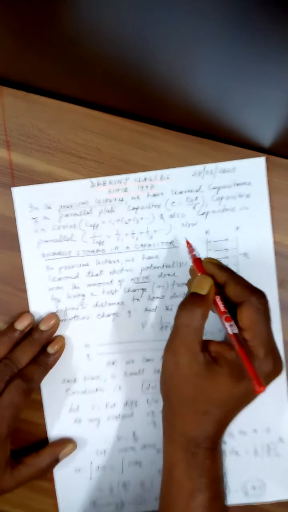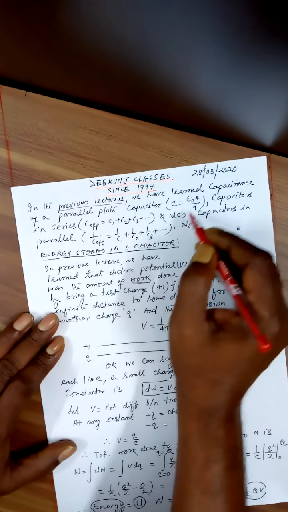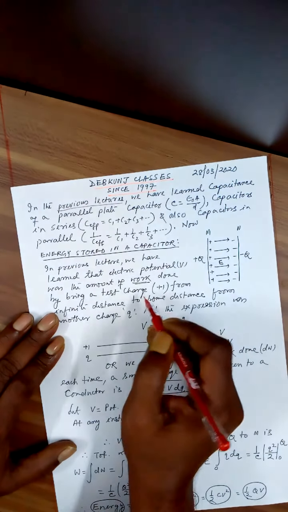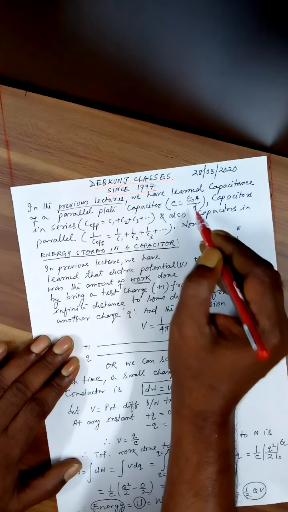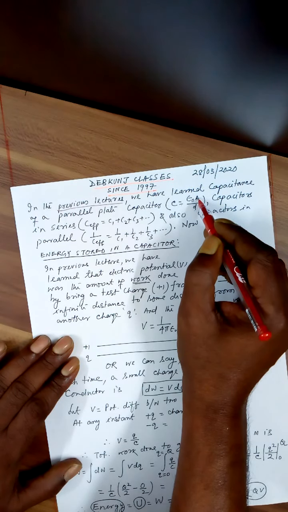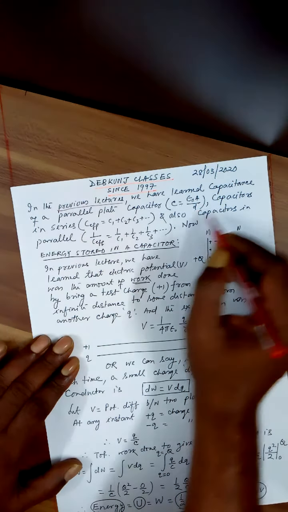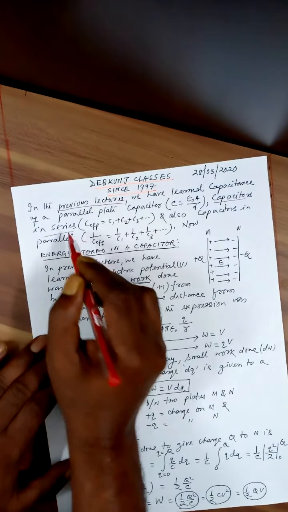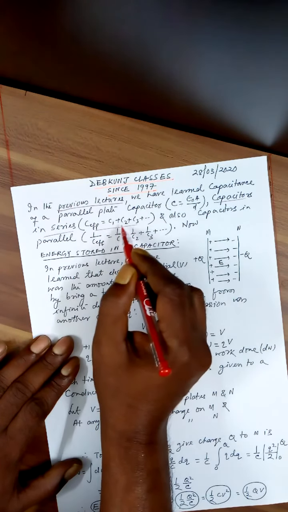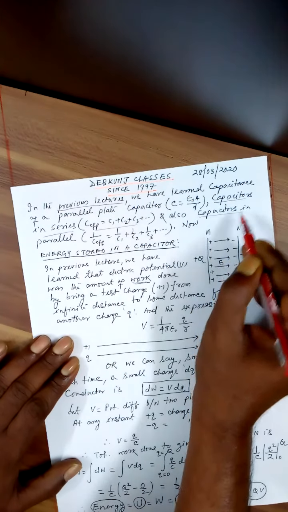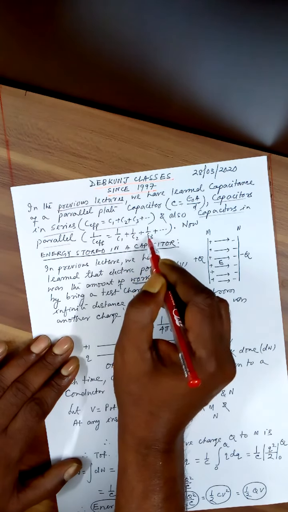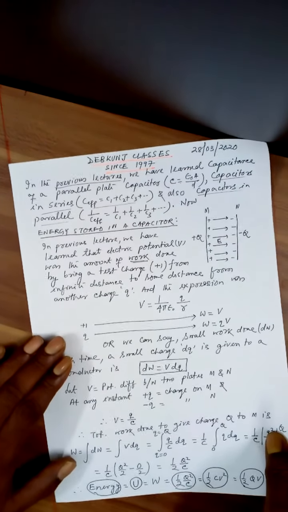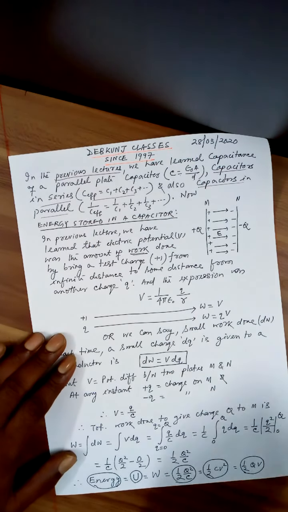In the previous lecture we had studied what is the capacitance of a parallel plate capacitor. It was C0 equal to epsilon naught A by D, where A was the area of each plate and D was the distance between the plates. For capacitors in series, 1 by C effective is 1 by C1 plus 1 by C2 plus 1 by C3, and the effective capacitance decreases. For capacitors in parallel, the effective capacitance increases. Now, how much energy is stored in the capacitor?